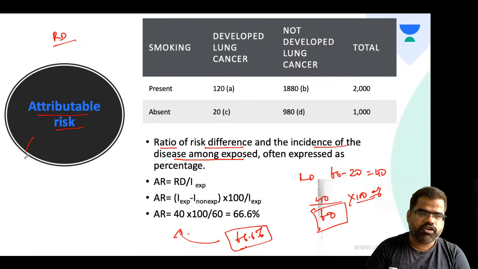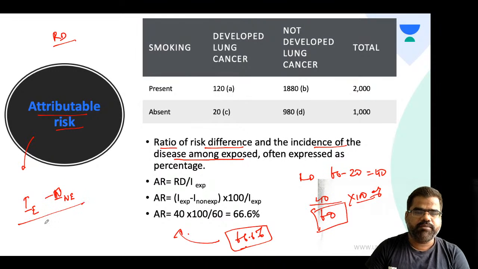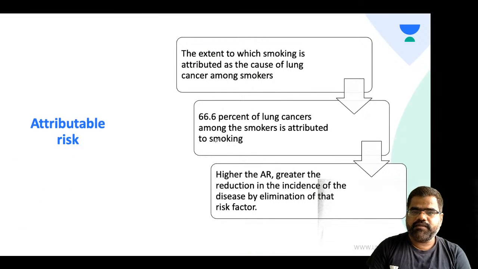So can I formulate a formula? Incidence among exposed minus incidence among non-exposed, divided by incidence among exposed, and express this as a percentage. So that becomes attributable risk, right? Now in this example, the attributable risk is 66.6%. Now what does this mean? Please try to understand this.